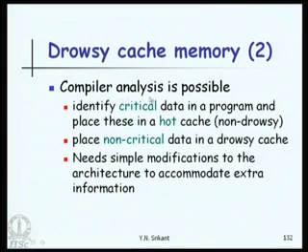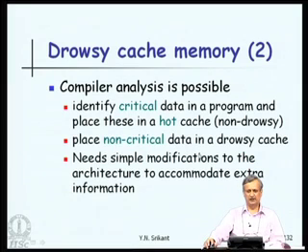So, the drowsy cache enables compiler analysis. Basically we try to identify critical data in a program. Critical data is something that is required very often, and we place this critical data in a hot cache. So, that is non-drowsy cache, whereas the non-critical data can be accessed slowly, no harm done in that. There will be a lot of slack before that data is actually used.